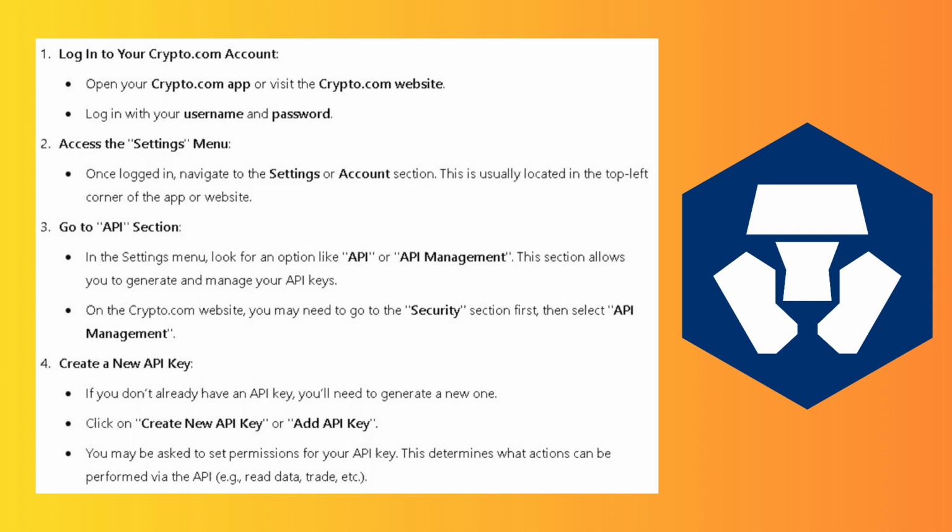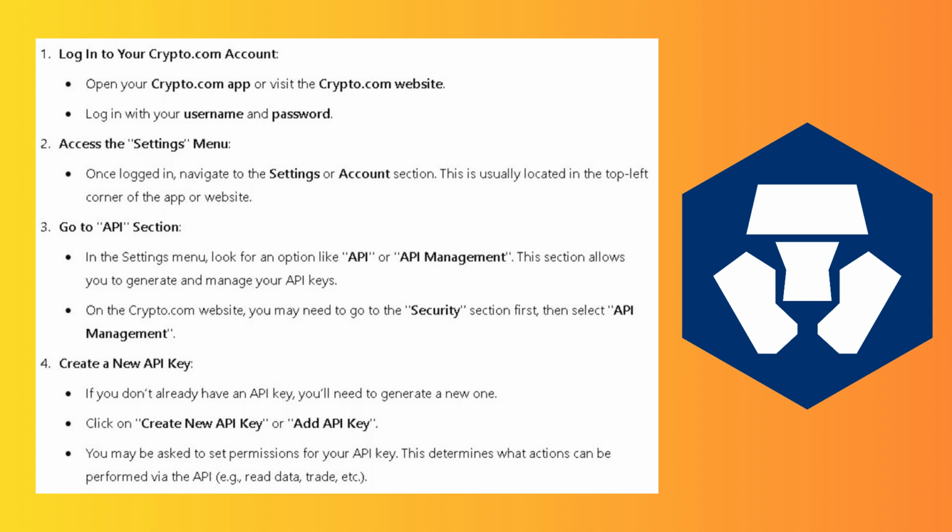Create a new API key. If you don't already have an API key, you'll need to generate a new one. Click on generate a new API key or add new API key. You may be asked to set permissions for your API key. This will determine the actions that can be performed via the API, such as trade, read data.